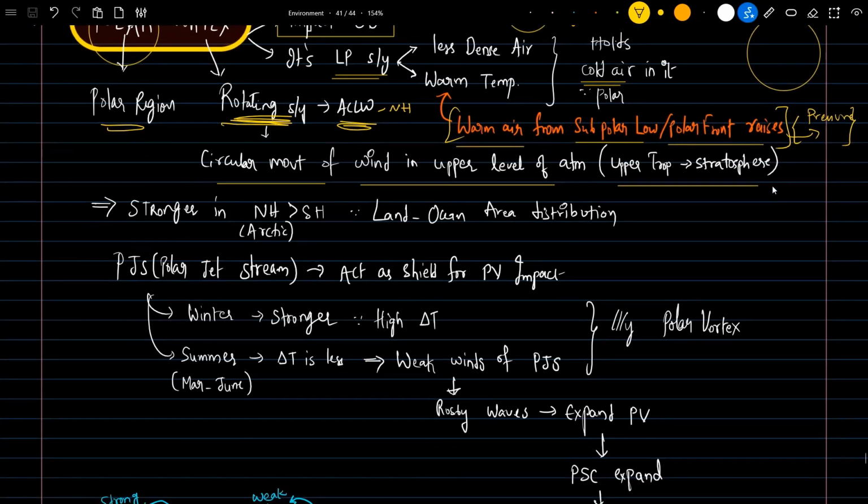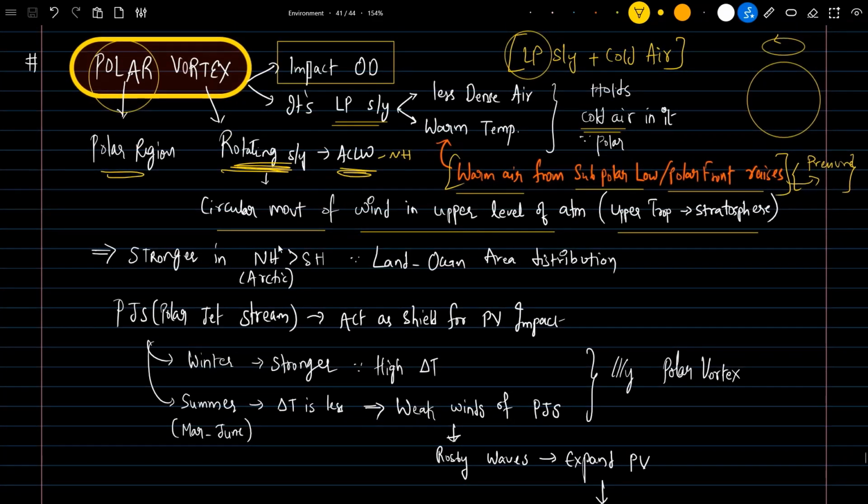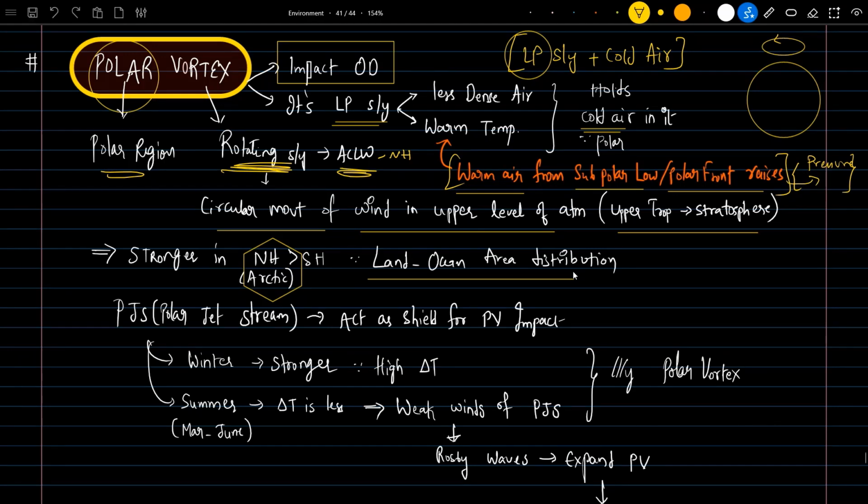Basically, the polar vortex is strong in the northern hemisphere, which means it is strong in the Arctic. The simple reason is the land and ocean distribution. When compared to the southern hemisphere, more land is present in the northern hemisphere, and there will be an unequal distribution of land and ocean in the northern hemisphere. And so in the northern hemisphere, or at the Arctic region, the polar vortex is stronger.